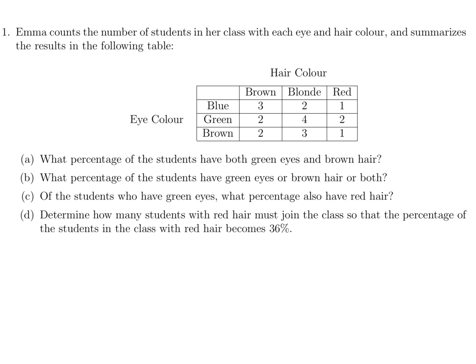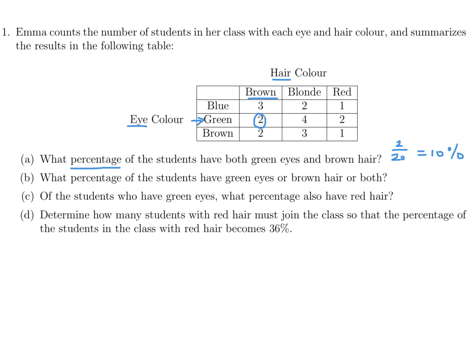So basically what they're saying in this part is look at the table and look at who has green eyes and brown hair, and that would be 2 in terms of the number of students. And then they want a percentage, so don't forget what they're asking. So if you count all these up, there's 20 students in total. So the percentage would be 2 over 20, and that's of course 10%.